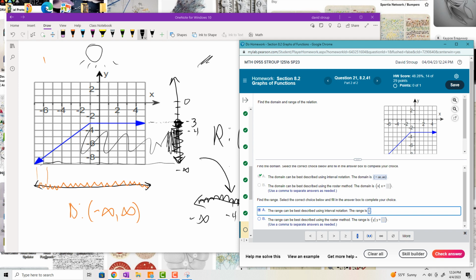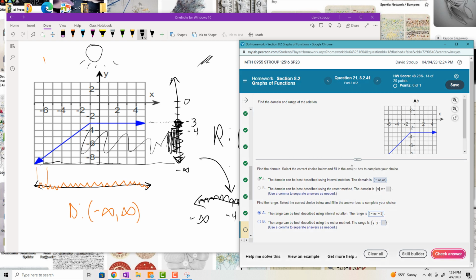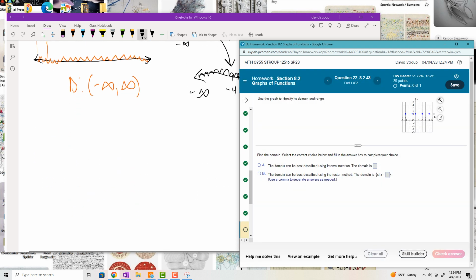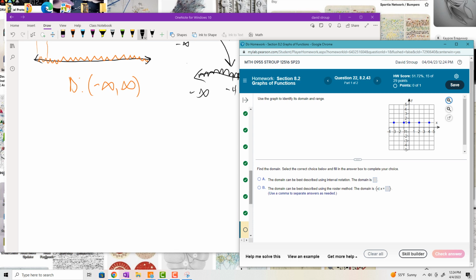And then for the range, -infinity, so parentheses -infinity all the way up to -3, bracket. And this is one of the ones now where you're going to have to use the other kind of notation, the set builder kind of notation, to get your answer.